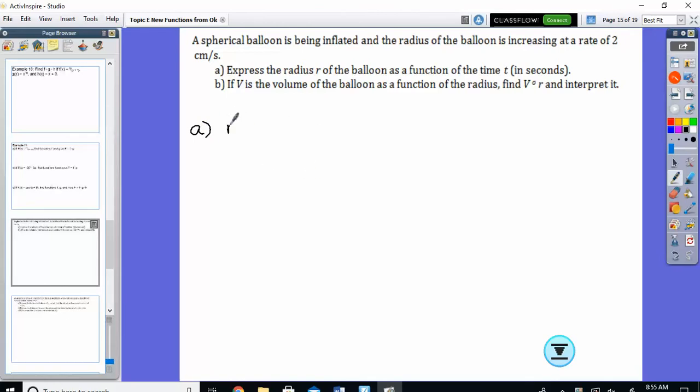So I am asking you to write a function. R of t, radius in terms of time. So t is the variable I'm using.